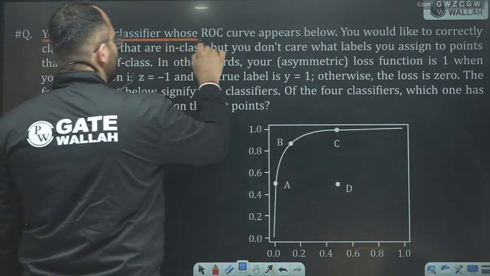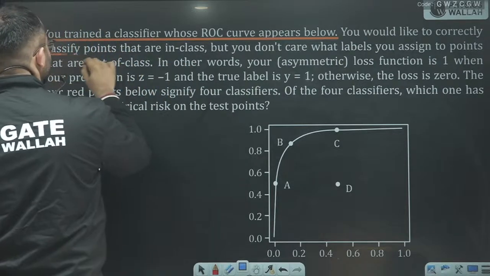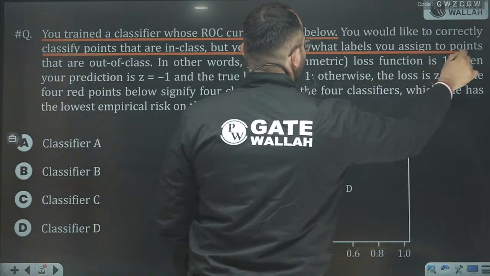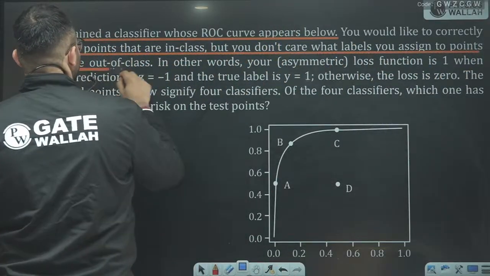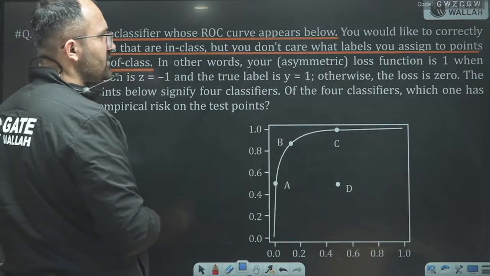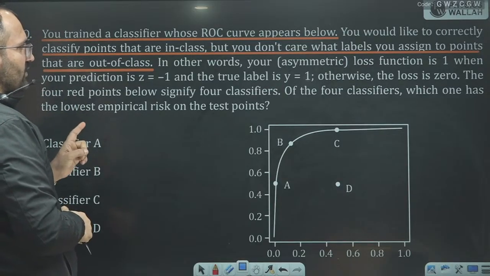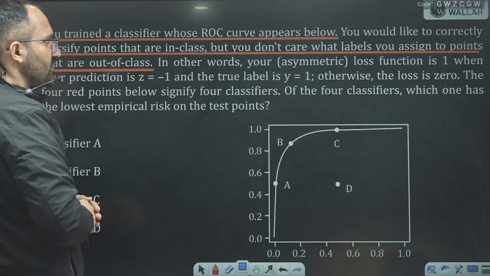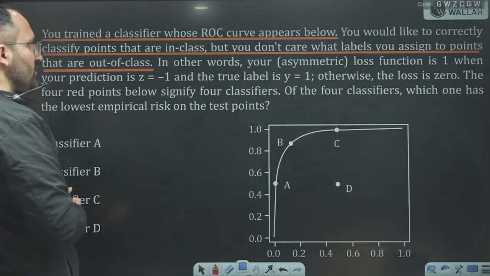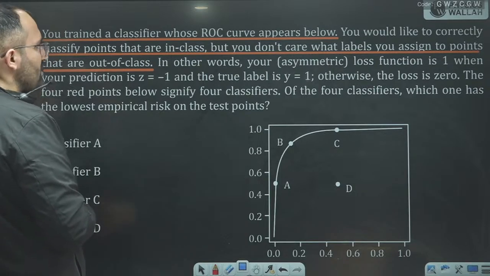You trained a classifier whose ROC curve is given. You would like to correctly classify the points that are in class, but you don't care what label you assign to the points that are out of class. In other words, your loss function is 1 when you predict z equal to -1 and the true label is y equal to 1. Otherwise, the loss is 0. The 4 red points below signify 4 classifiers. Of the 4 classifiers, which one has the lowest empirical risk on the test point?